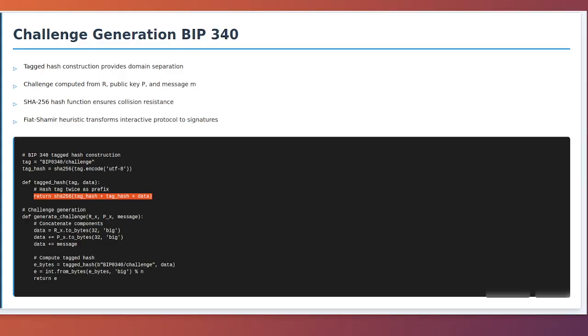SHA-256 is chosen because it is a well-studied hash function with no known practical attacks against its collision resistance or preimage resistance properties, and it produces 256-bit outputs which match the security level of SECP256K1. The fact that the challenge incorporates R, the public key, and the message means that signatures are bound to all three components and cannot be reused or manipulated in various attack scenarios.